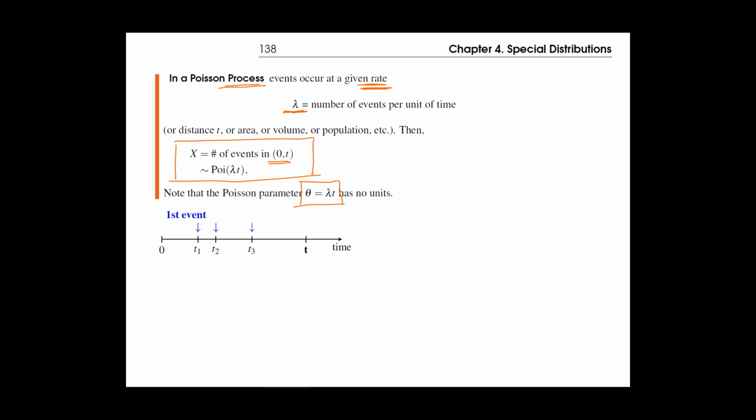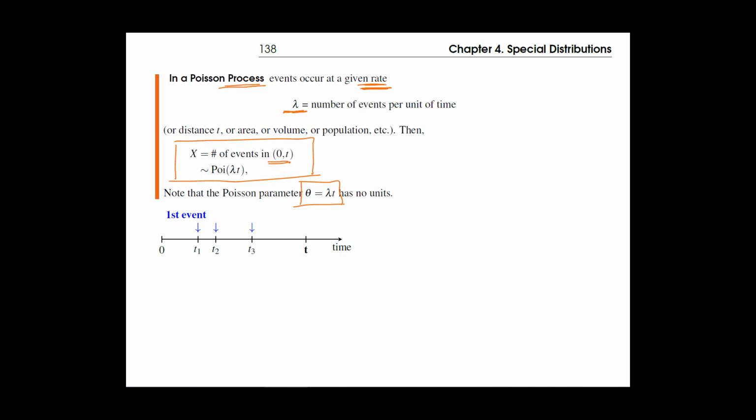Okay, and also since we know that the expected value of x is theta, lambda t is also the expected value of the number of events in 0 to t. Right, and this is a timeline showing what's happening. In the interval from 0 to t, you may have events. The first event happens at t1, then t2 and t3. So the number of events that happen during 0 to t is your Poisson random variable.